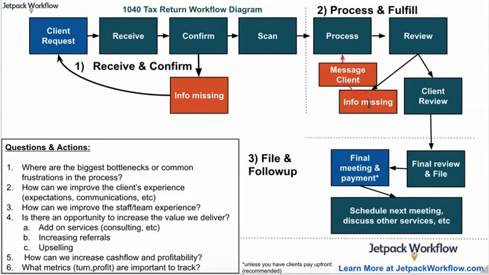Again, we see some bottlenecks here: info missing, and we have to message the client and then it has to go back into process. Again, are there things early on that we can do to really reduce or potentially eliminate these two steps? Finally, we're going to look at file and follow-up.